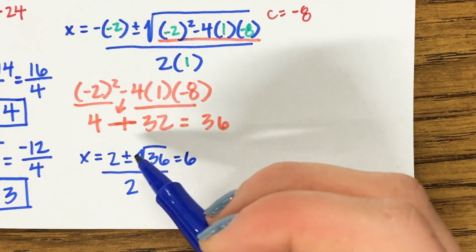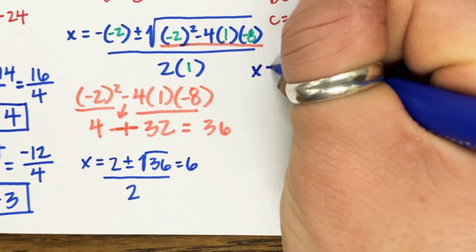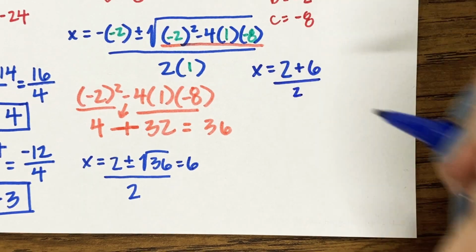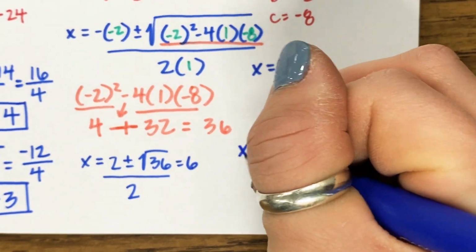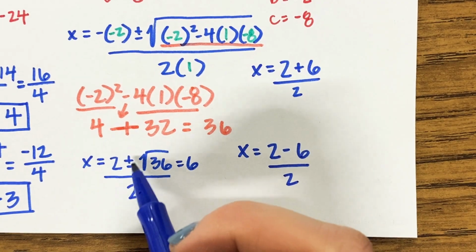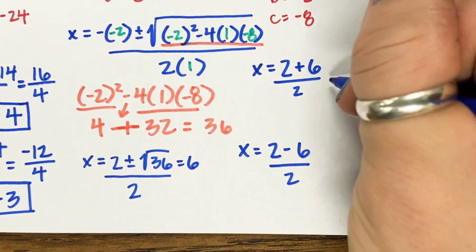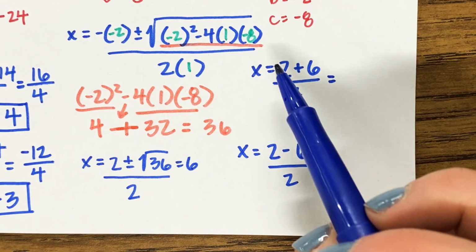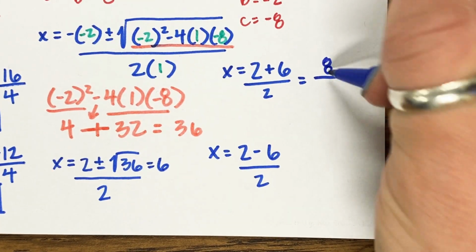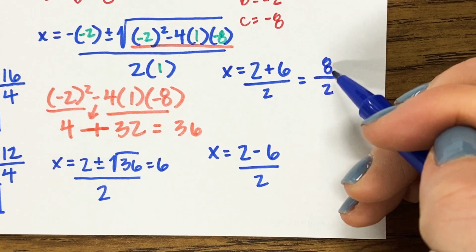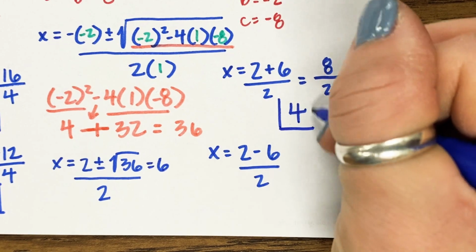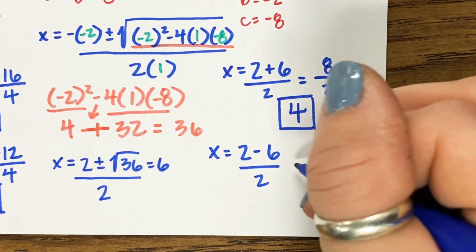So we can change that square root of 36 to a 6. Now I'm going to do my two answers. My first is x equals 2 plus 6 over 2. And my second answer is x equals 2 minus 6 over 2. Remember, that's where we're getting that plus or minus. Let's solve for our first answer. 2 plus 6 on top is going to give me 8. What is 8 divided by 2? Positive 4 is our first answer.